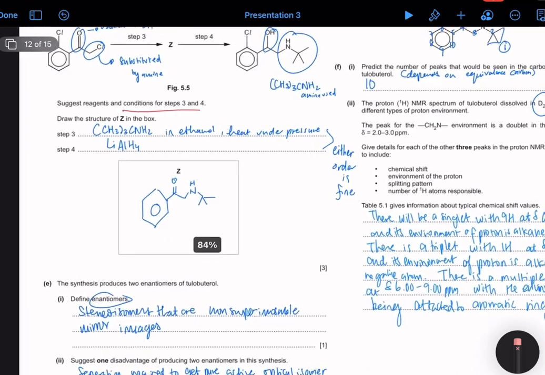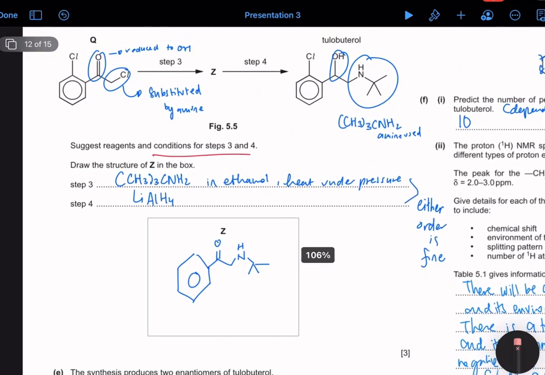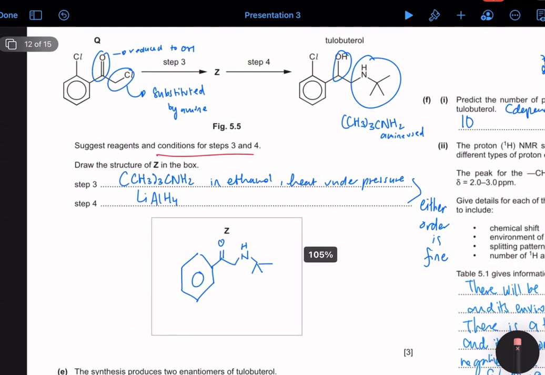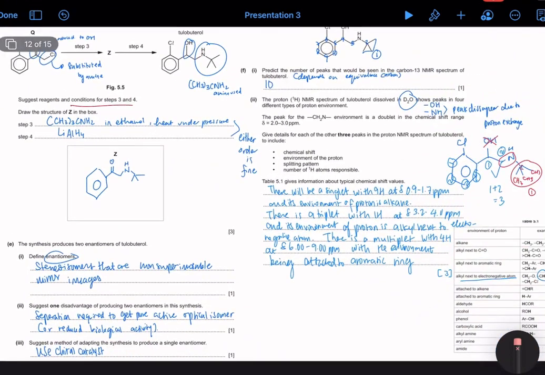Alright, draw structure of Z. Okay, this is the structure of Z. So, yeah, right before it is getting reduced.